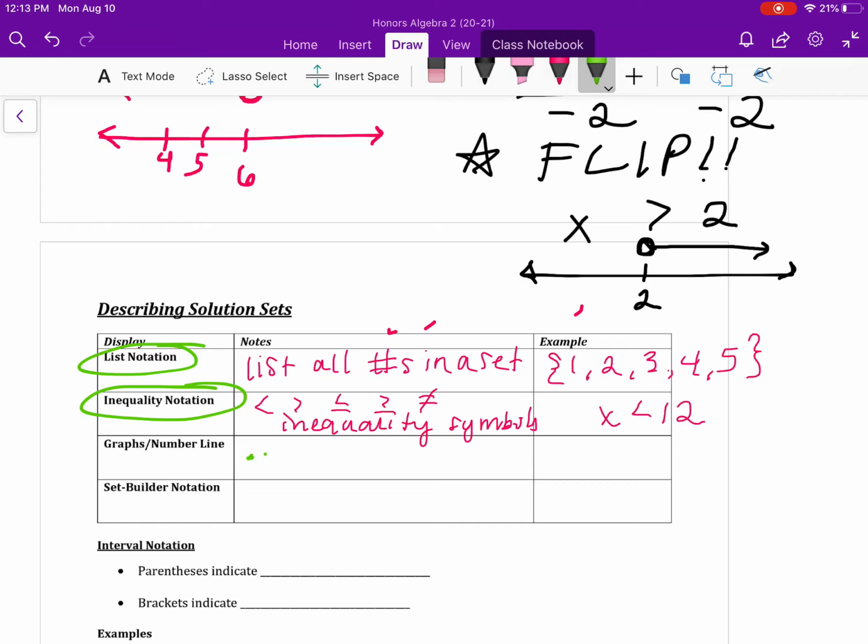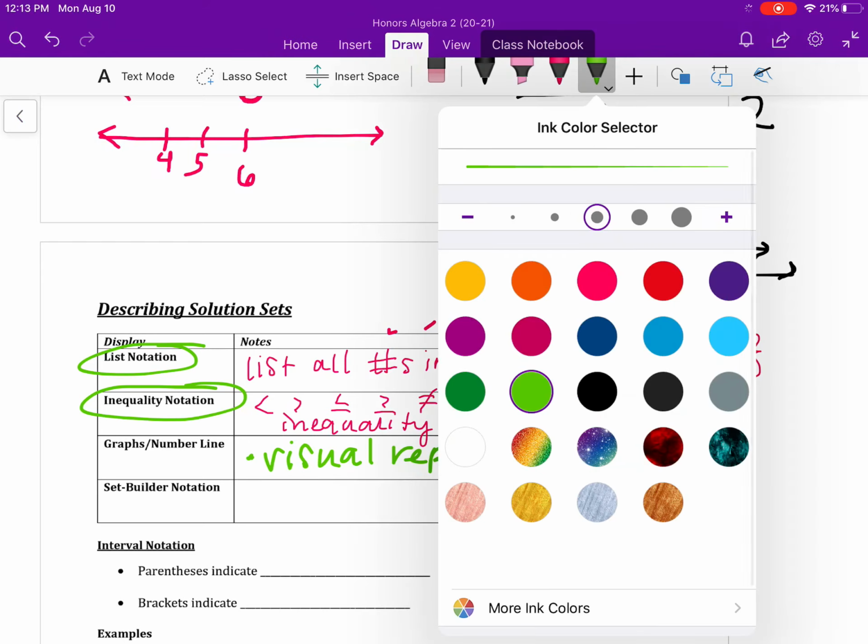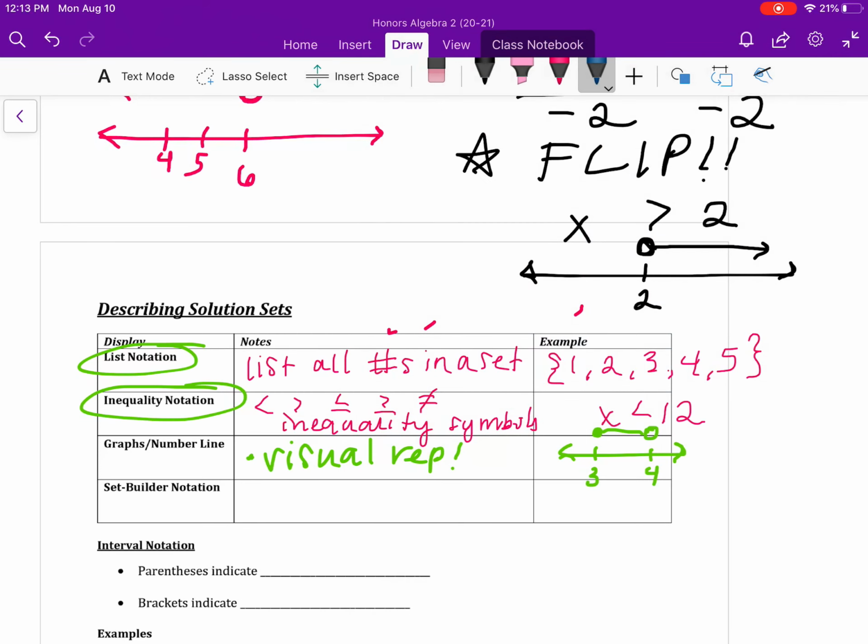And then what about a graph or number line? This is going to be a visual representation, right? So that could be, if I said, hey, I want to find all the numbers between 3 and 4 that are greater than or equal to 3 and then less than 4. So we can see there's a visual representation using a graph, which is really nice because for those of us who are visual learners, you just look at the graph and it tells you.